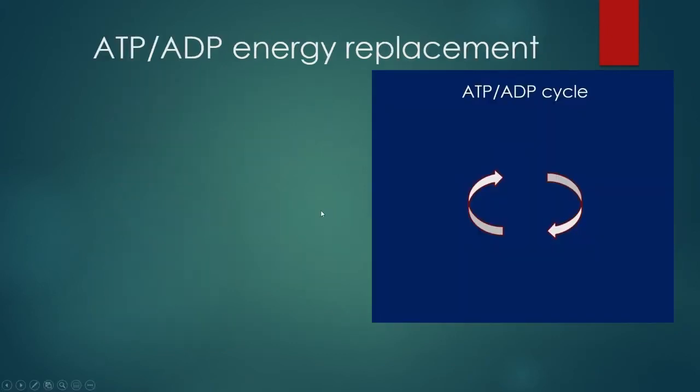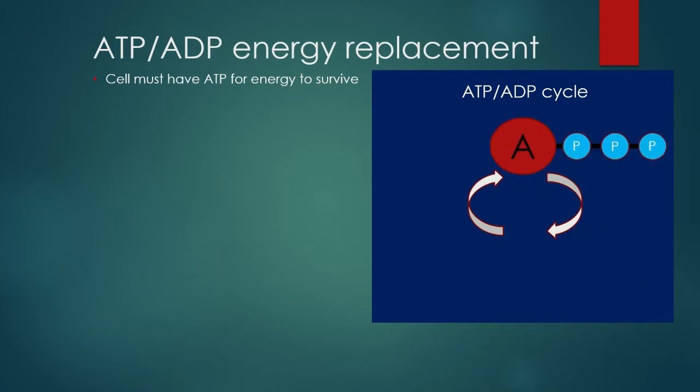Okay, and also want to briefly talk about the ATP and ADP energy replacement, and this is going to be expanded upon with the two ways that we produce energy anaerobically. So, cells must have ATP for energy to survive. You probably remember this from your freshman biology class. ATP is the only fuel source that your cells can actually use, and in a very crude sense, this is kind of what ATP looks like.